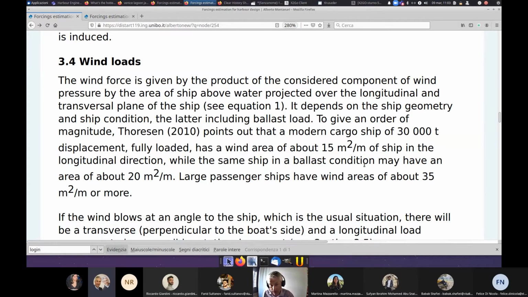So you understand two things. First, a passenger ship may have a considerable exposed area, and second, it depends very much on whether the ship is in ballast conditions or not. Of course, the most dangerous situation is given by the ship that is unloaded, in ballast only. And in this case, you get, of course, the higher exposed area.